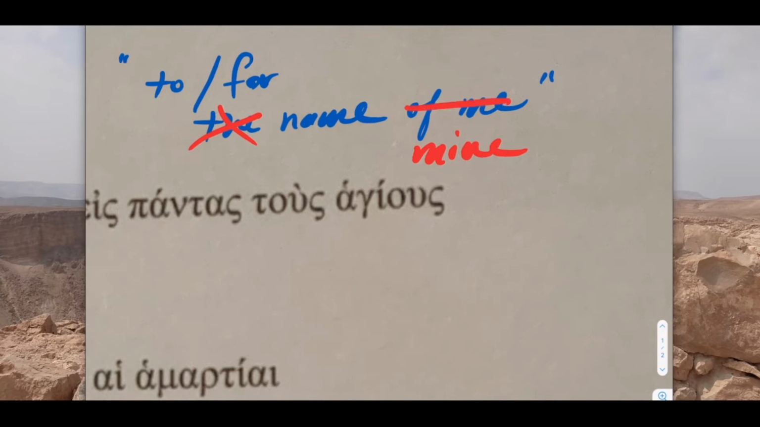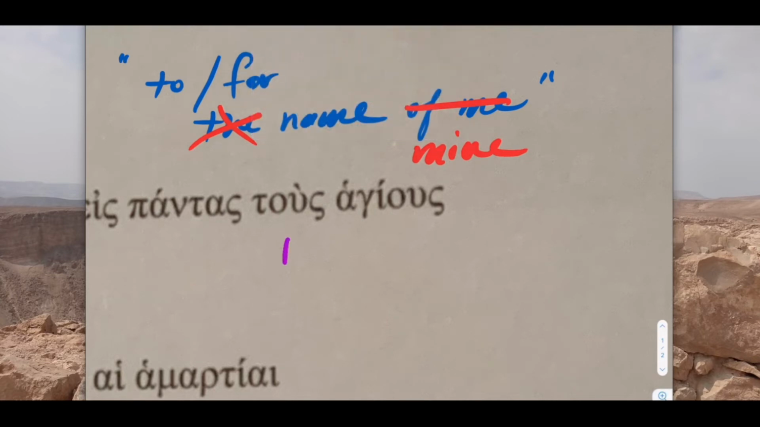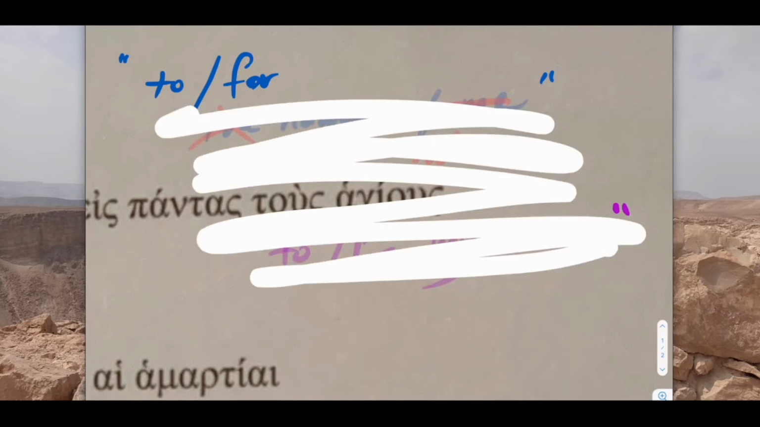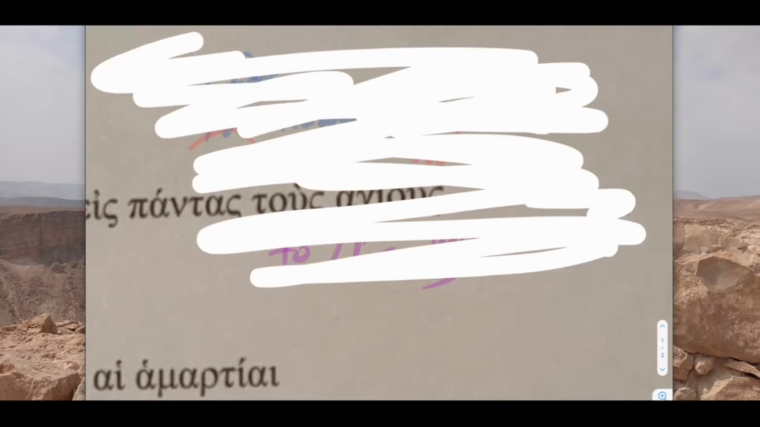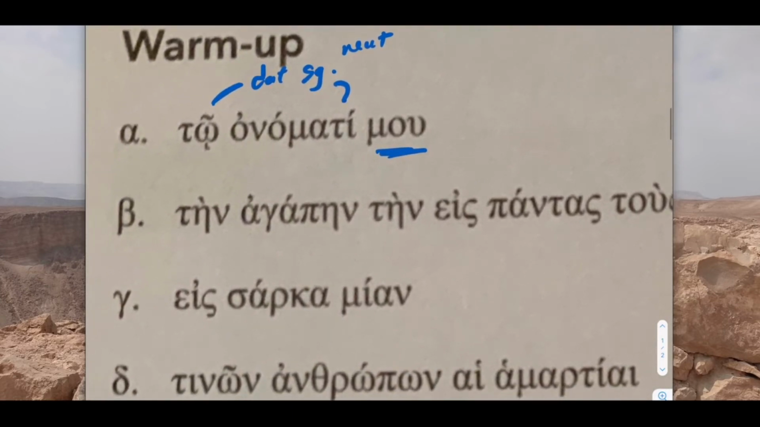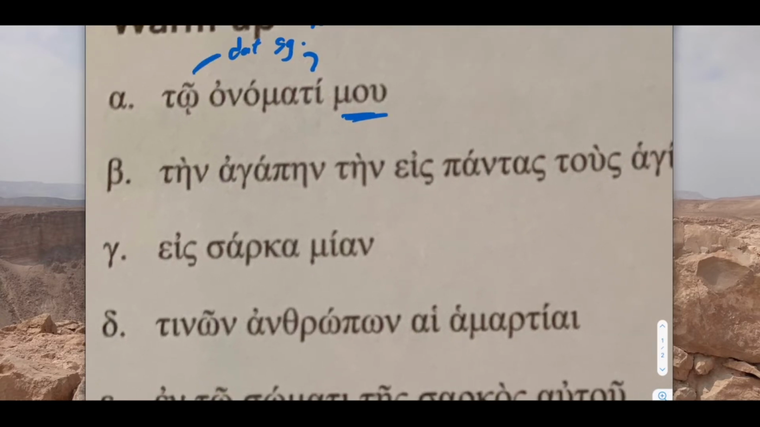So we would say, and even the next final step, then I will go to purple, would be to or for my name. That's going to be the simplest English rendering. To or for my name. Okay. So to onomati mu, to or for my name. Shall we do another one? Let's do another one. Normally I just do one, but let's do another.